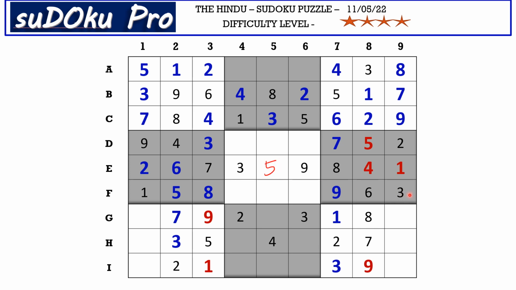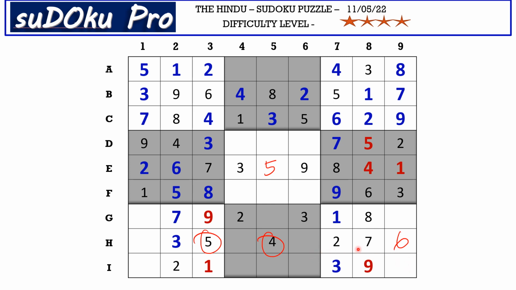Here in the ninth column, there are only 3 empty cells. Missing numbers are 4, 5 and 6. There are 4 and 5 blocking this cell. So H9 takes 6. Now 4 and 5 go here in these two cells. We do not have clues for 5 and 4. Let's wait for that clue.